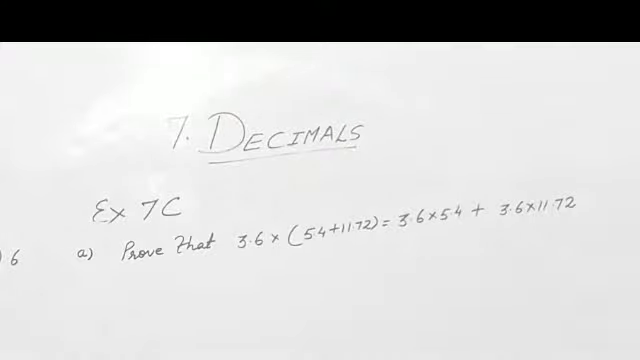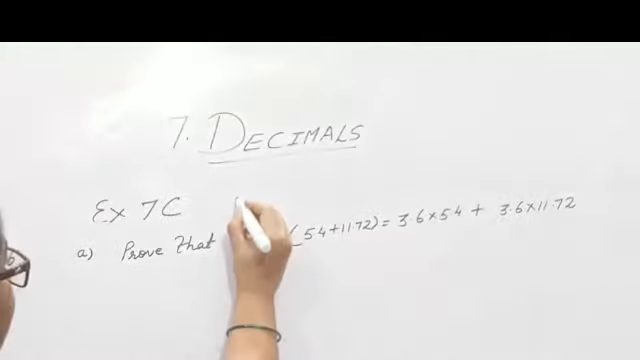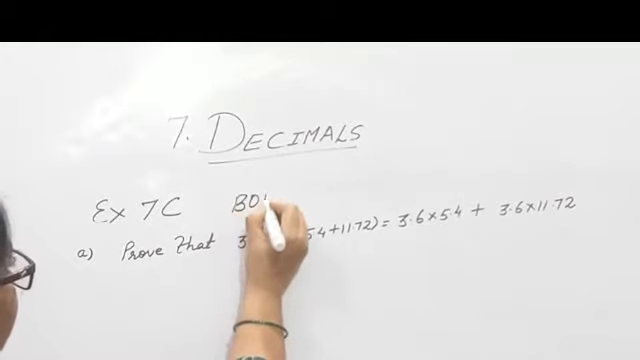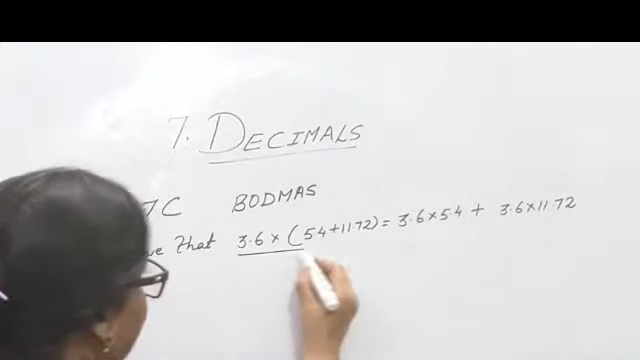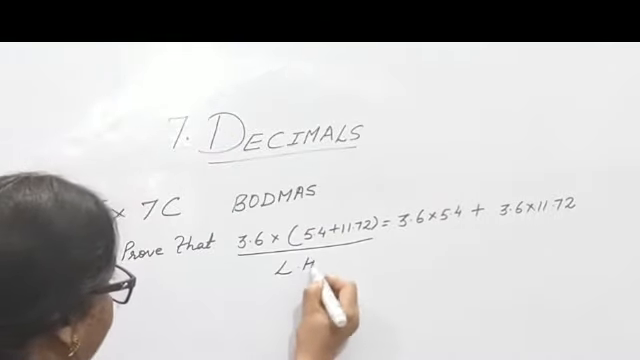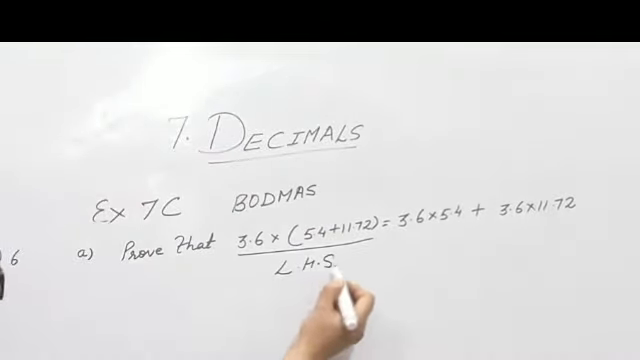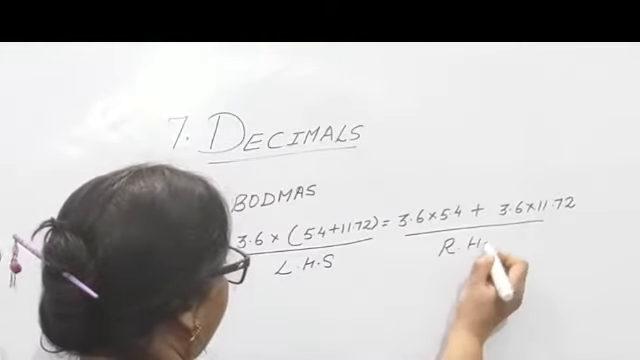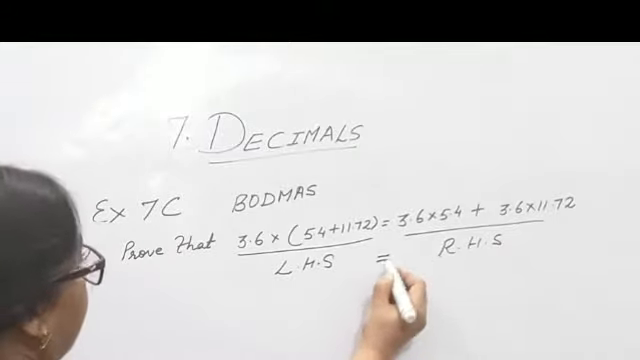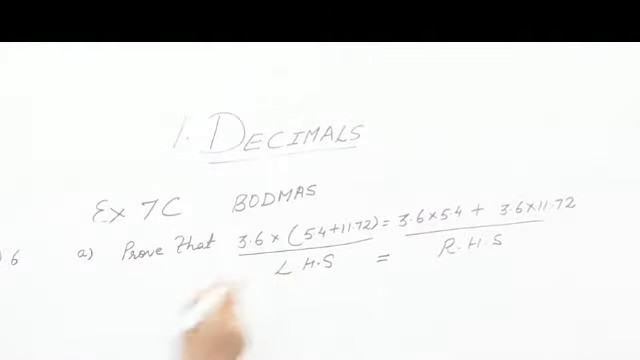So I'll explain you. Here, because we are dealing with 2 or more operations, we'll follow the rules of BODMAS. So let me write here BODMAS first. So let's proceed. This is your left hand side value. Here, this part is your right hand side, and you are asked to prove them equal. So let's proceed with first left hand side value. So bring the left hand side value here.